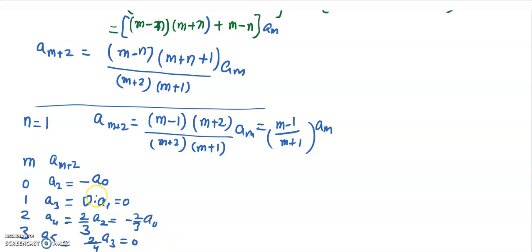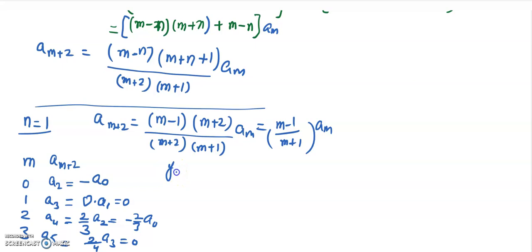So this means that the odd terms will be 0, and then n was also odd. n was also odd in this case. So in this case, I can get a series something like this.